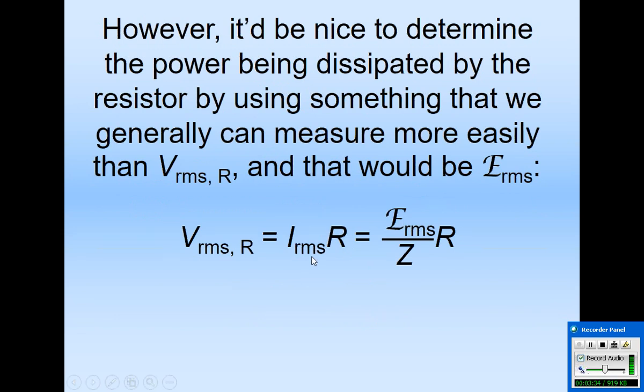If we talk about the power dissipated by the resistor, and as I've said, that's the load, that's the object into which we are feeding the electrical power, the root mean square voltage across the resistor is, of course, equal to the root mean square current times the resistance, but the root mean square current is equal to the root mean square voltage supplied by the source divided by the impedance.